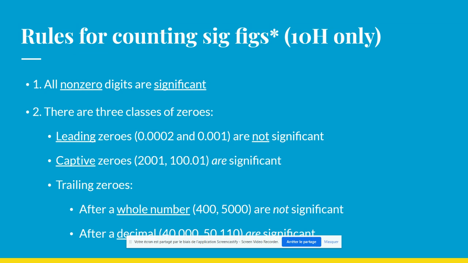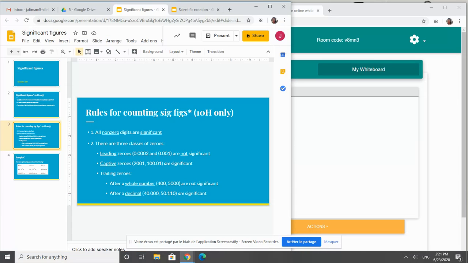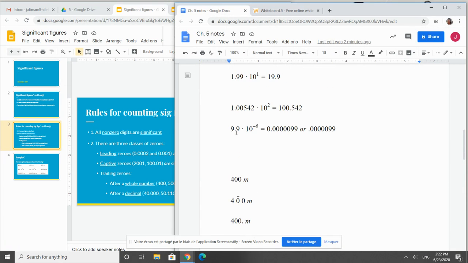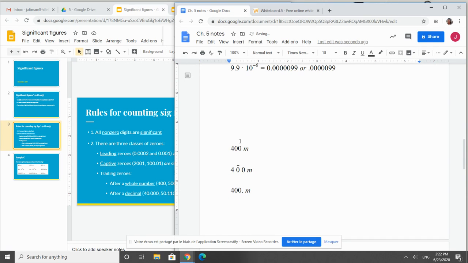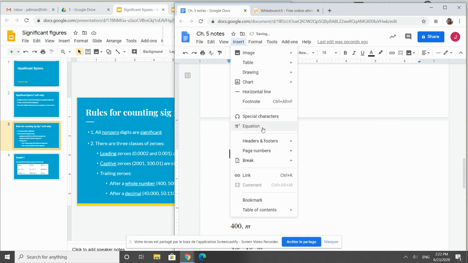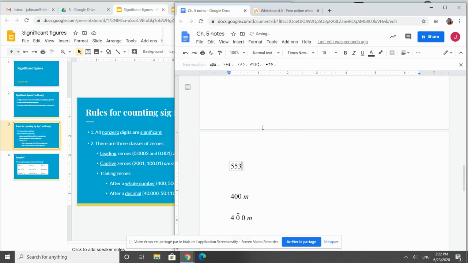All right, and then here are the rules for counting significant figures. I'm going to give an example for each rule. So the first is that all non-zero digits are significant. So 5532, everything there is not 0. So this has 4 significant figures. I'm just going to abbreviate it to SF. I may even say sig fig just to make things faster. So anything that is not 0 is significant.